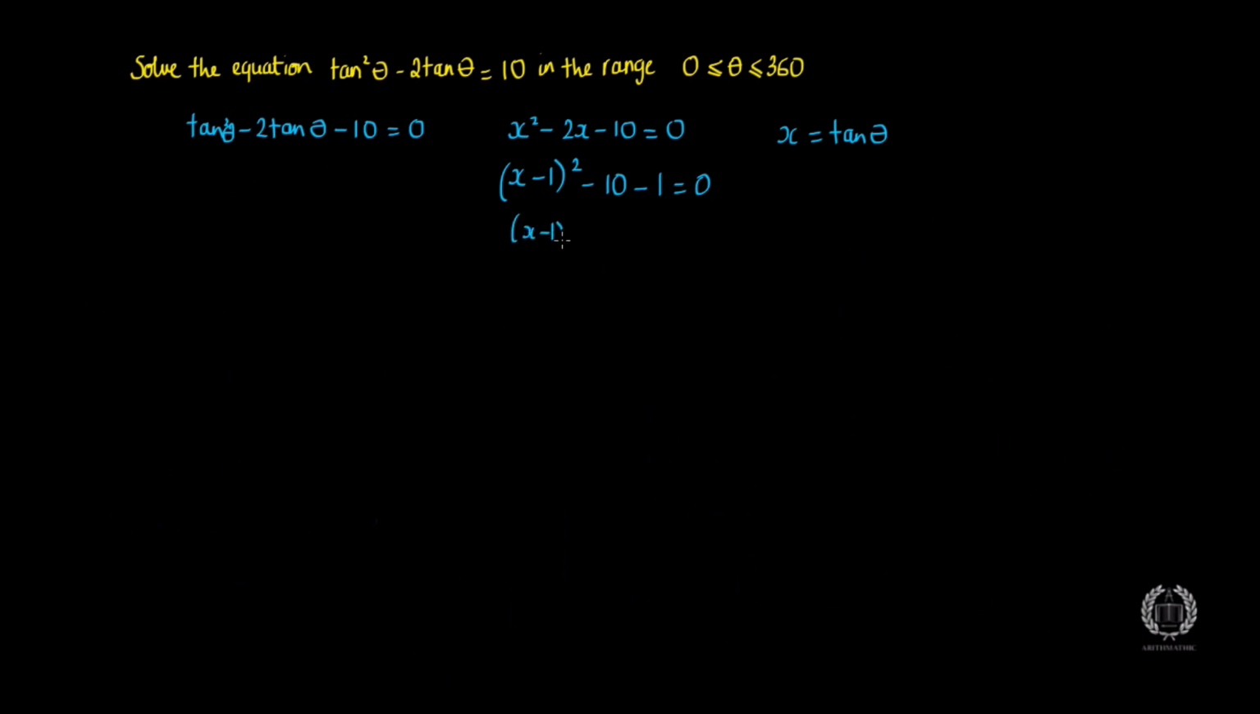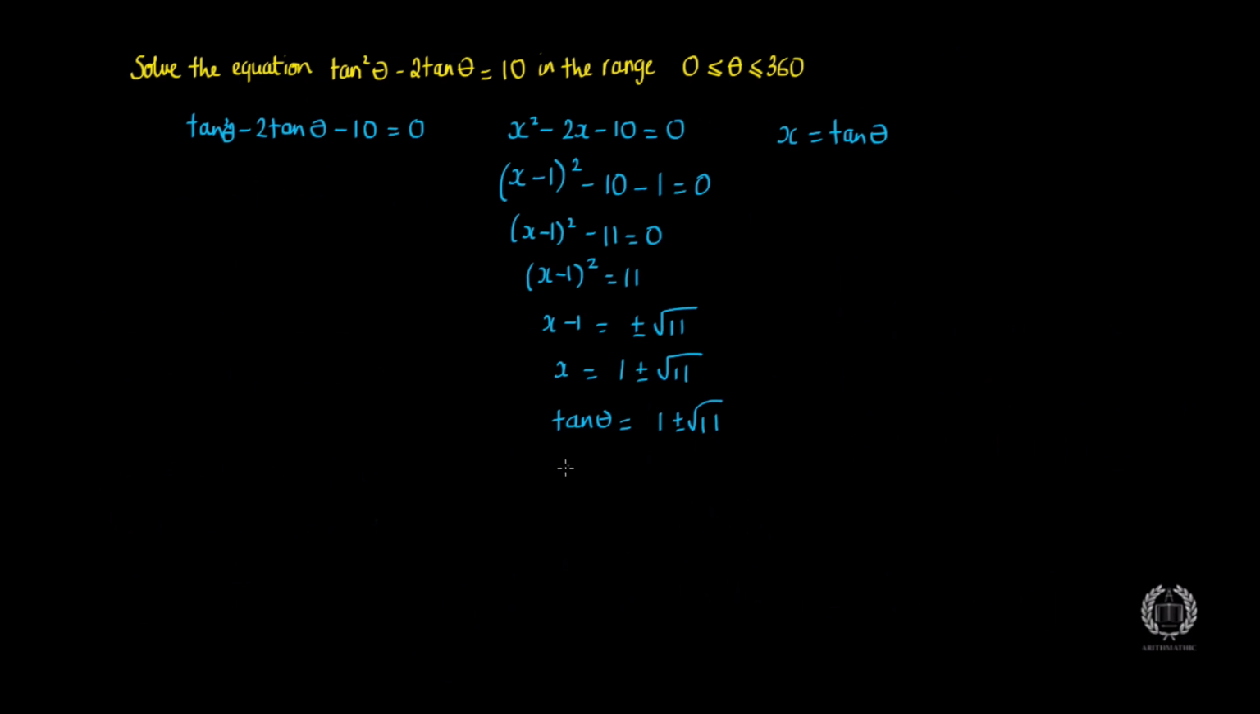So now you have x minus 1 whole thing squared, that's going to be minus 11 equals 0. So x minus 1 whole thing squared, bring minus 11 to the other side, positive 11. So x minus 1, to get rid of the square, is going to be plus and minus square root 11. And then x equals 1 plus and minus square root 11. But remember, what we said was x equals tan theta. So now we're not going to have x, we're going to have tan theta equals 1 plus and minus square root 11. Does that make sense?